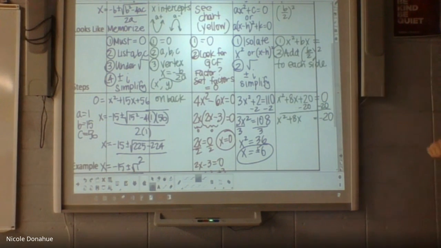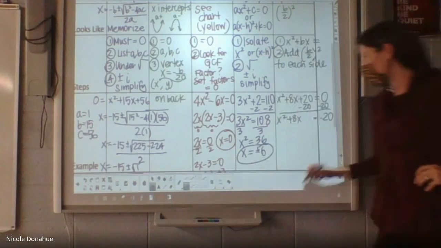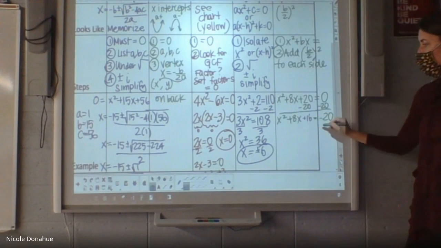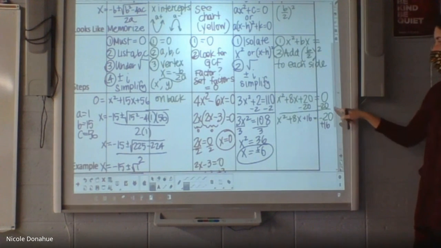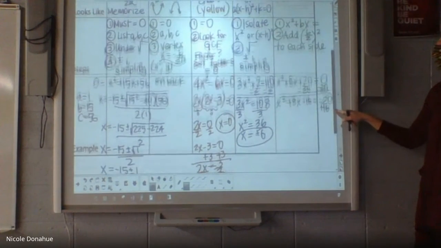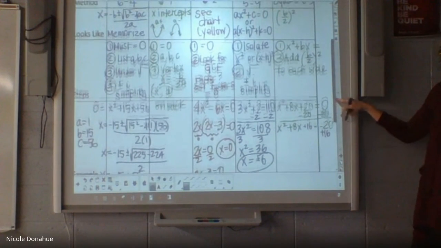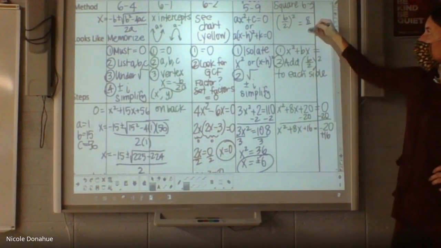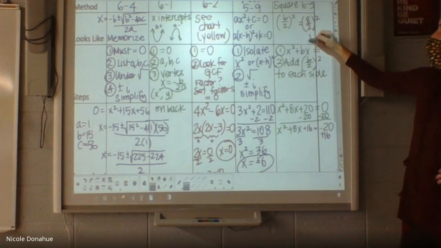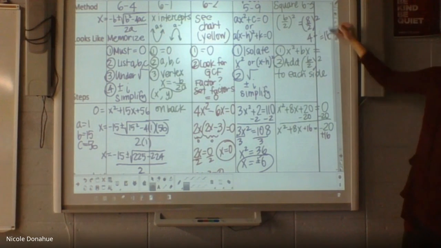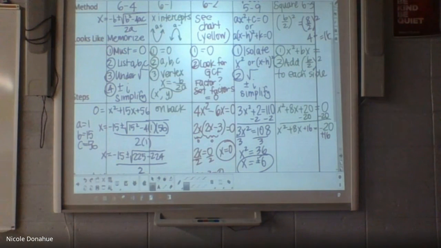So now we're going to add b divided by 2 squared to each side. So my 8 is my b. I'm going to divide it by 2, that's 4. And I'm going to square it, that's 16. So I'm going to add 16 to each side. And if it helps, I might write it up here, just where I did that. 8 divided by 2 squared, so 4 squared, so that's 16. That's what's being added to each side there.